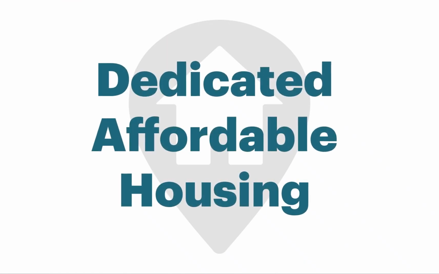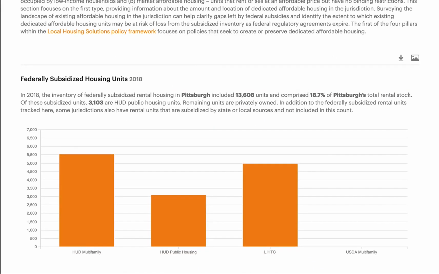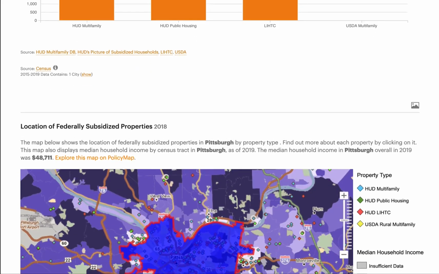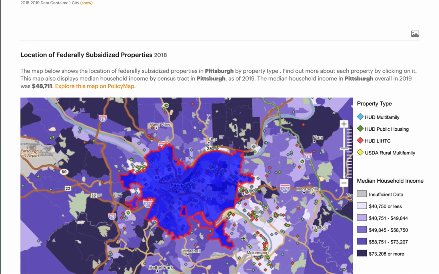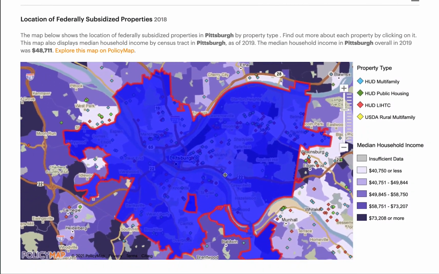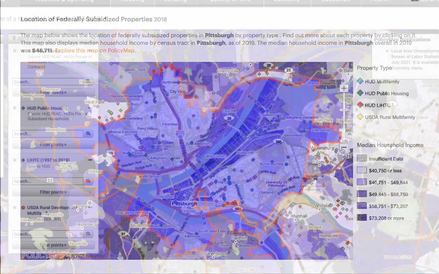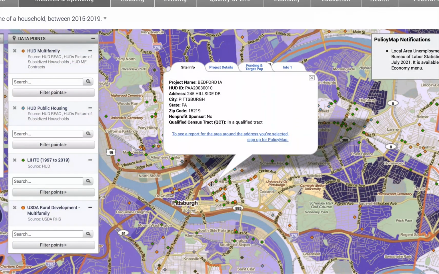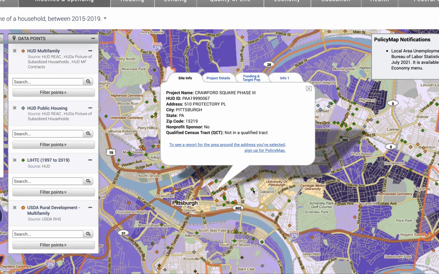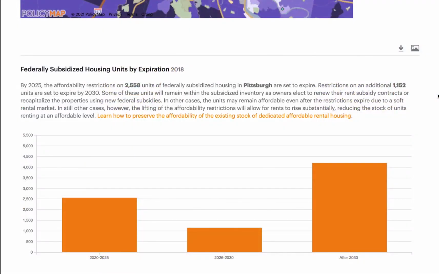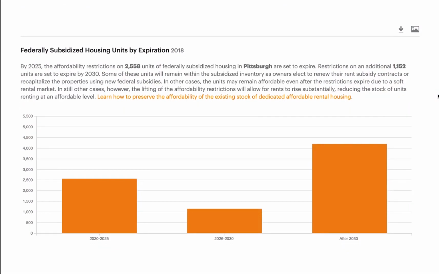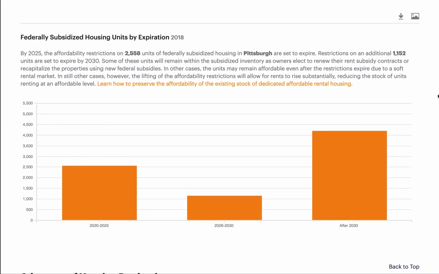Dedicated affordable housing. We identify the following key data points. How many federally subsidized units are in your locality? And where are they located? You can zoom in on the map to show tax credit or other federally subsidized property locations. How many of your rental units were built under a government program that required rent and income restrictions in exchange for a government benefit? And how many of these dedicated affordable units will expire out of affordability requirements within the next few years?